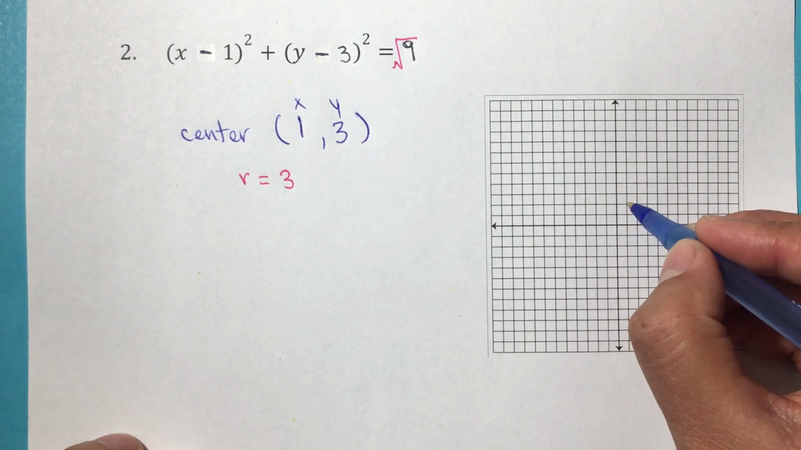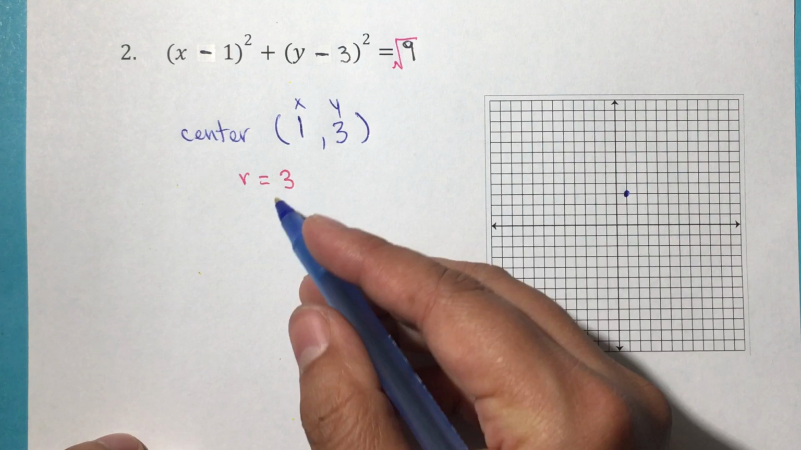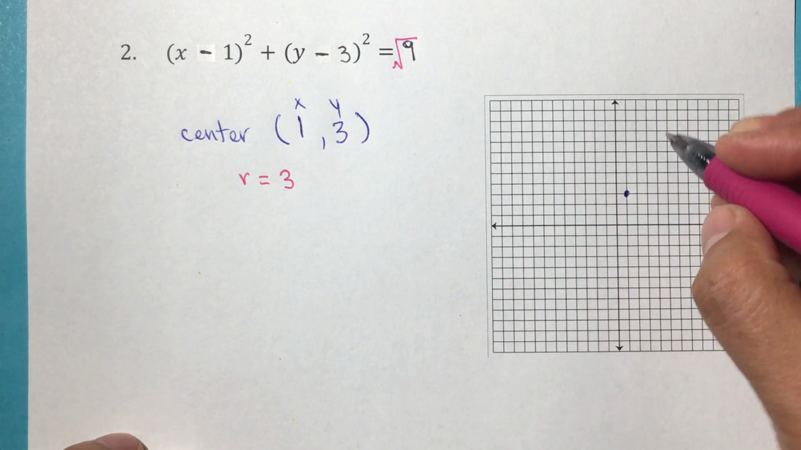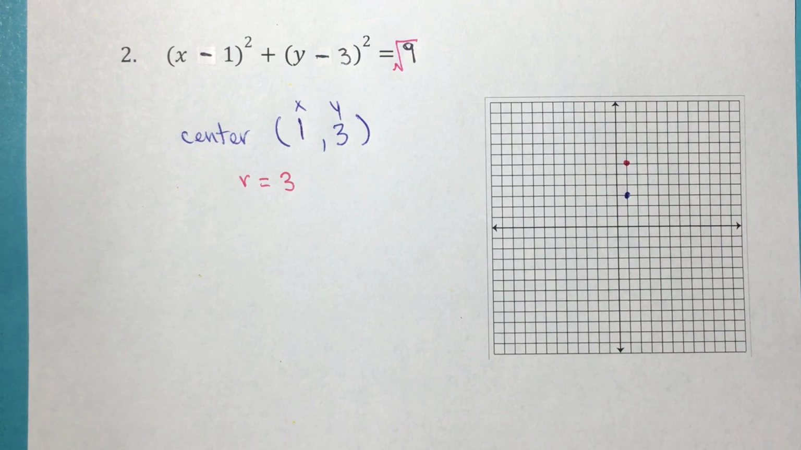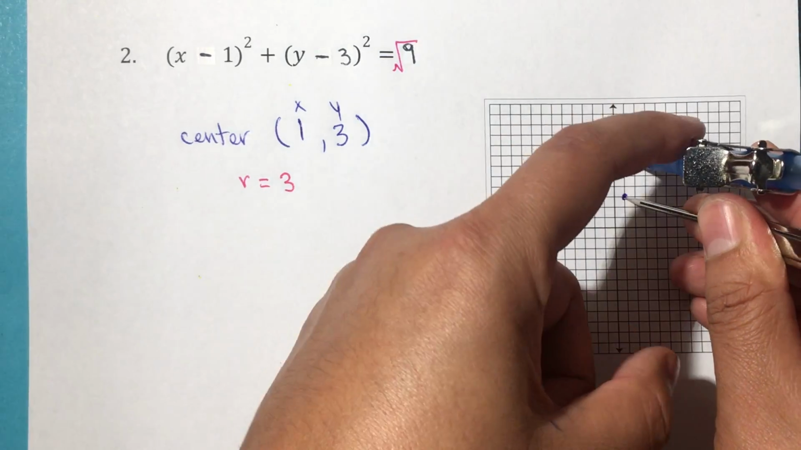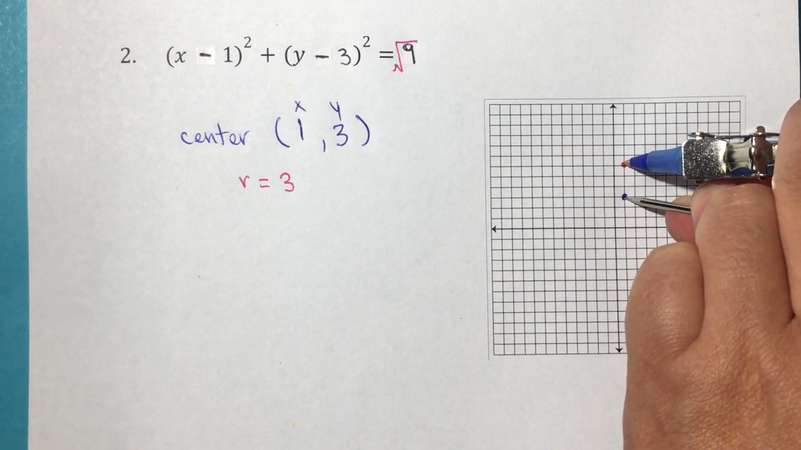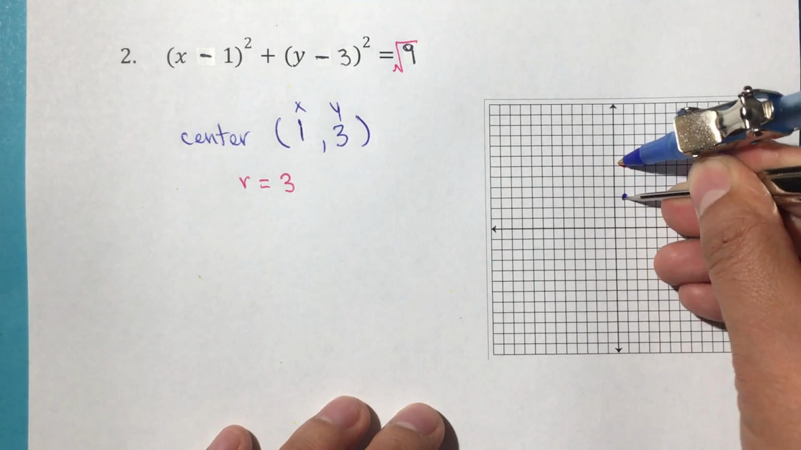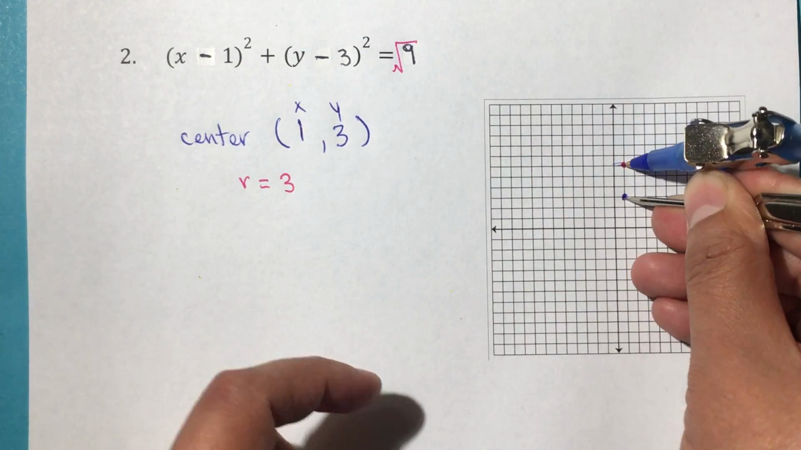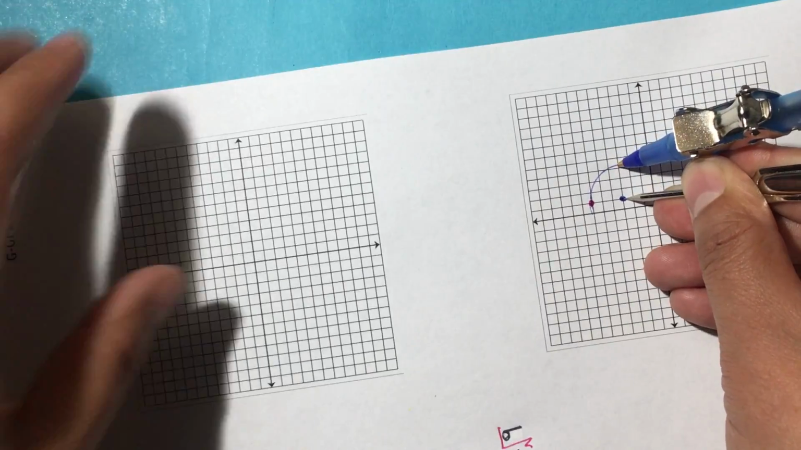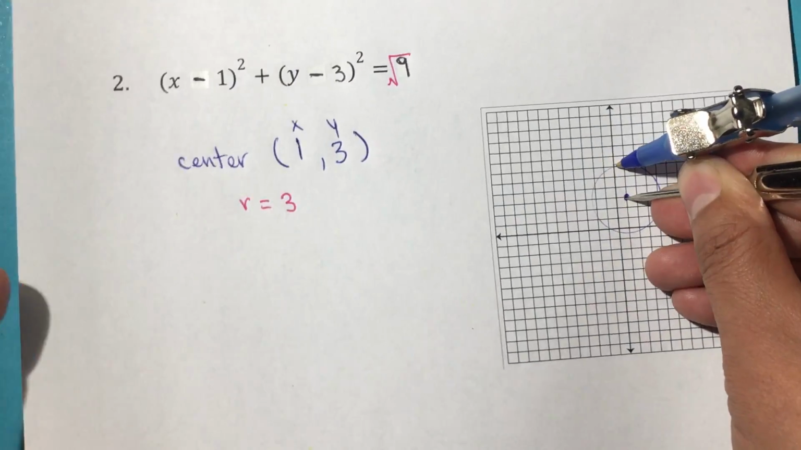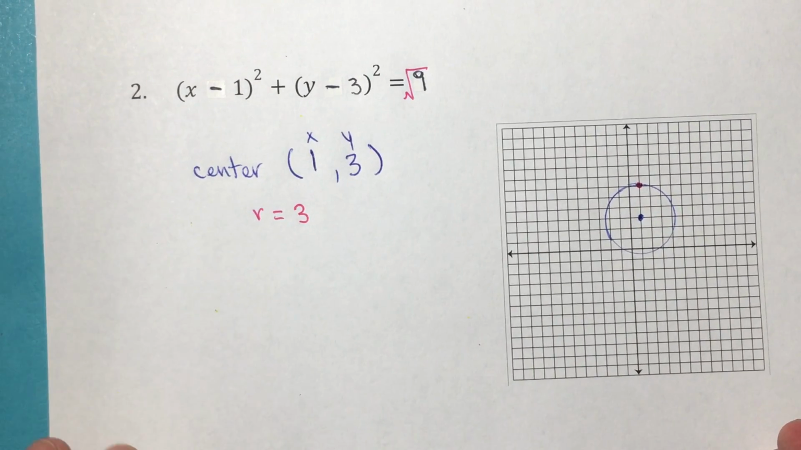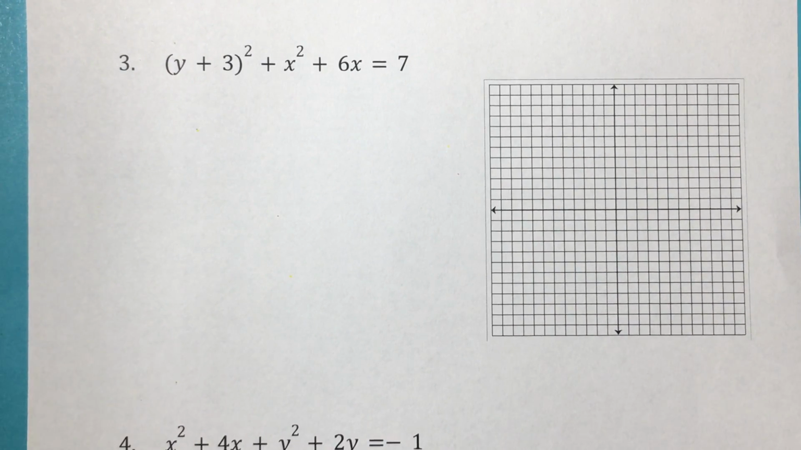So 1 on x, 3 on y, it's right there. And for the radius of 3, we just count 1, 2, 3. And that's going to be 1 point on the circle. We close it, and then we start our circle. Okay, and you can turn the page to make it easier. And there it is.